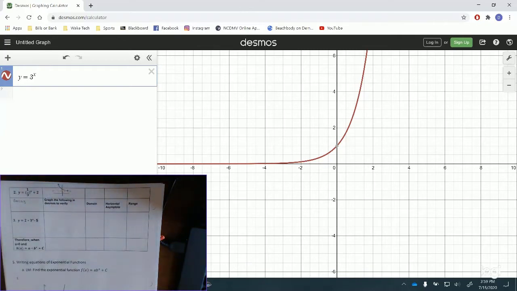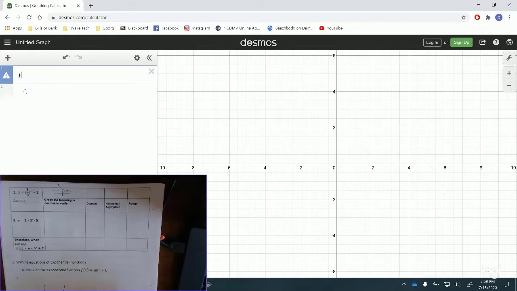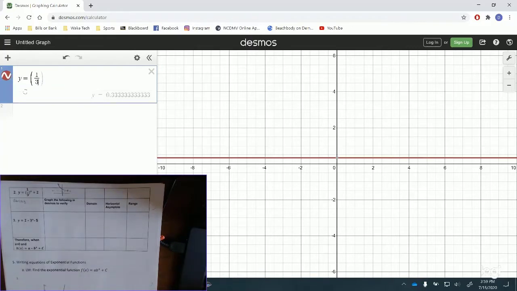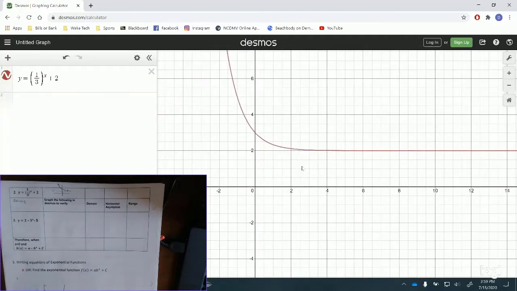Okay, let's check it in Desmos. So parentheses 1/3 to the x power. And see, before I translate it, it's down here, horizontal asymptote y equals 0. But then I add the plus 2, and then you can see your horizontal asymptote y equals 2.